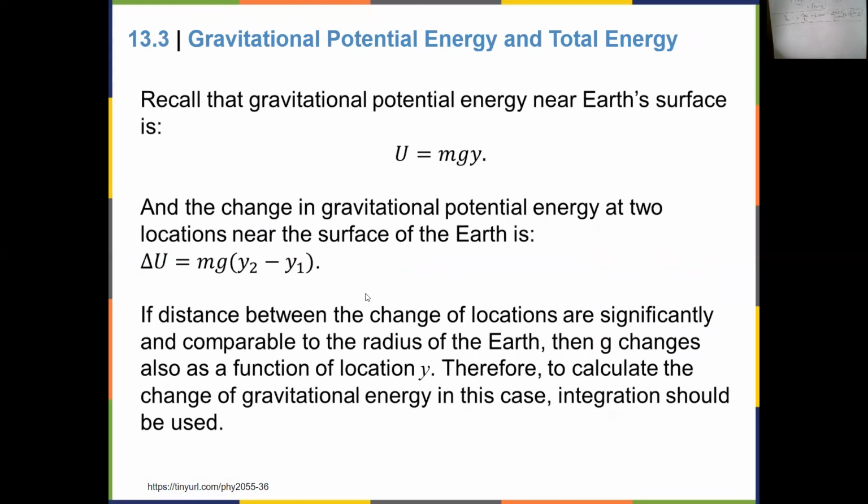All right, let's take a look again at gravitational potential energy. Potential energy U equals mgy. We mentioned earlier that gravitational potential energy is just mgy, where y is the vertical location compared to your reference ground level. If an object changes location from y1 to y2 vertically, then there's a change in potential energy.